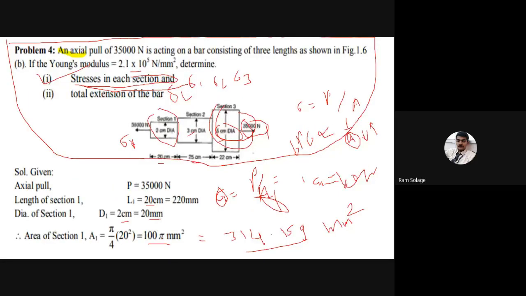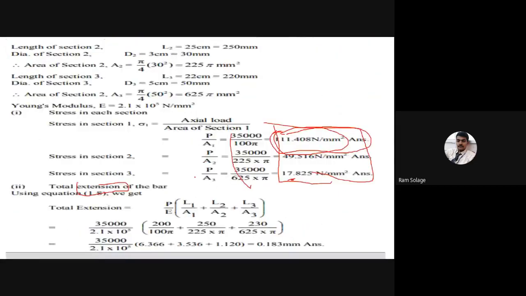Now question number 1 was over. We will move to question number 2. They are asking to calculate the total extension. This is the common word. They are using extension, elongation, total deformation. These are the common words. In this question they are asking the total elongation. In this problem E will be common, so we will use formula number 1.